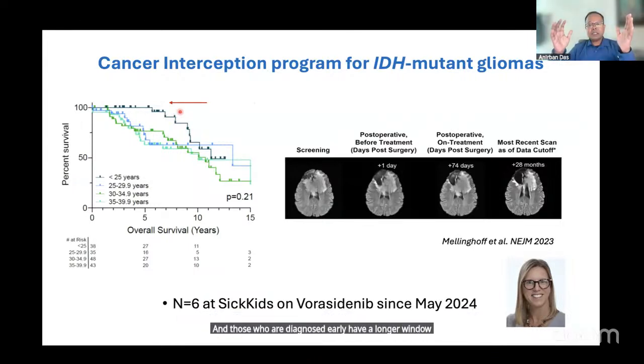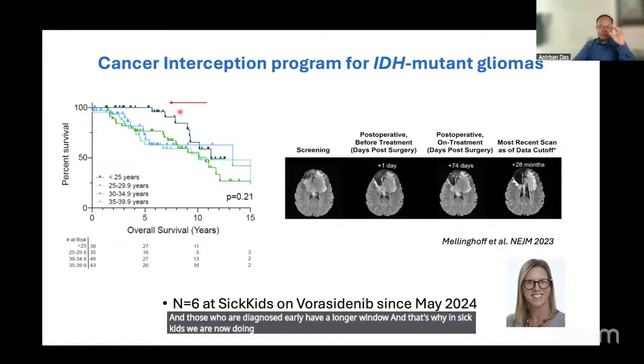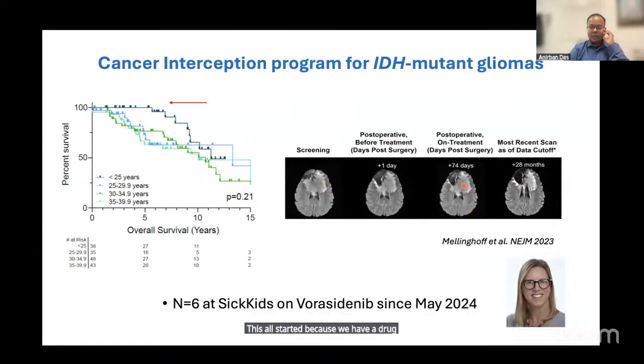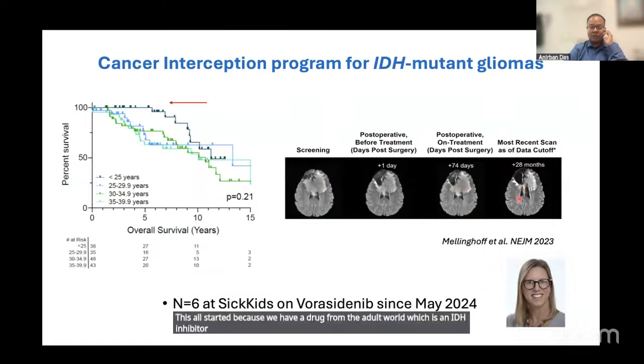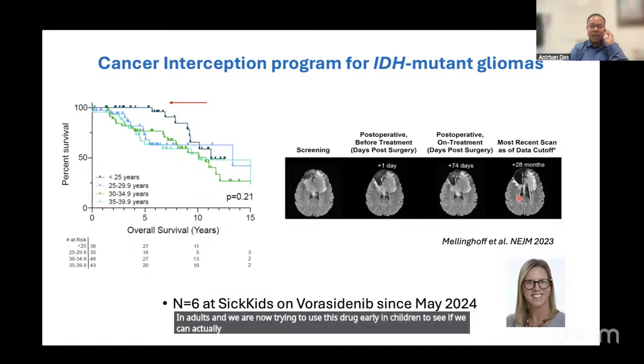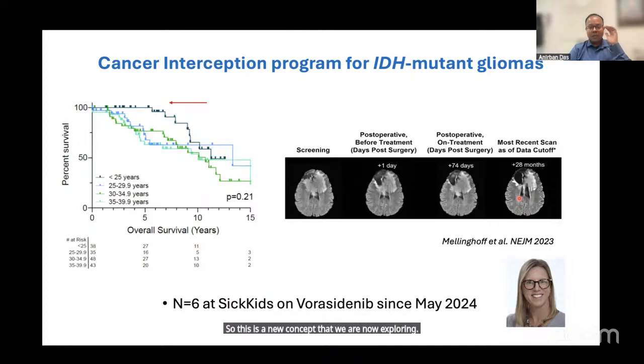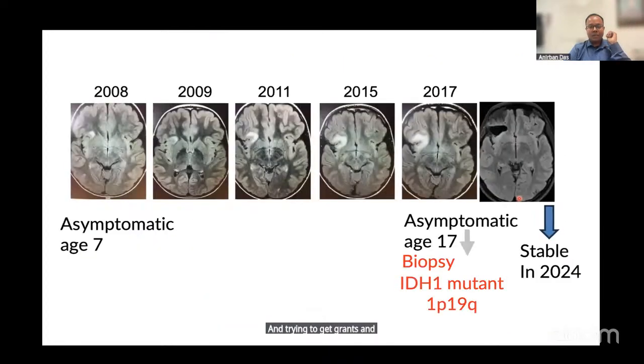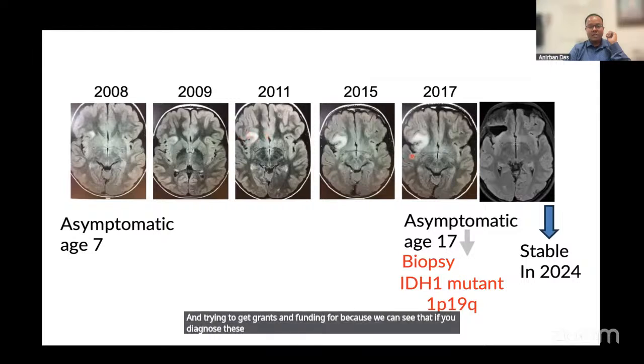And that's why at Sick Kids, we are now doing a concept of cancer interception program for these tumors. This all started because we have a drug from the adult world, which is an IDH inhibitor, which has shown that it really works in adults. And we are now trying to use this drug early in children to see if we can actually modulate the biology and intercept the glioma early before it has become malignant. So this is a new concept that we are now exploring and trying to get grants and funding for, because we can see that if you diagnose these tumors early and do good interception, and interception can be done by many methods. Here it's surgery.